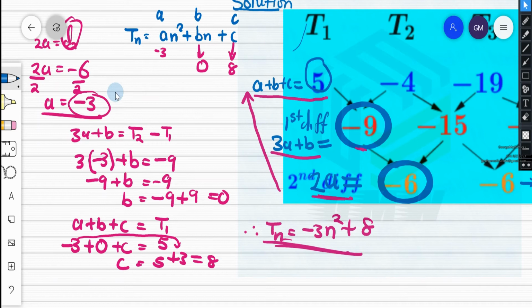So I used the formula 2a is equals to d2. I've used the formula 3a plus b is equals to t2 minus t1. I've also used the formula a plus b plus c is equals to t1. But all of that just being helped by what we have in this, which I sketched here. So now, there is a next question.